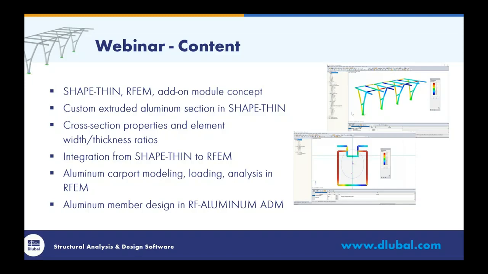Once we are in RFEM, we will do the complete modeling of an aluminum carport structure. We will load it. We can set up our load combinations according to the ASCE 7 and run a full analysis. We'll take it a step further and utilize one of our add-on modules, which will provide aluminum member design per the ADM 2015.